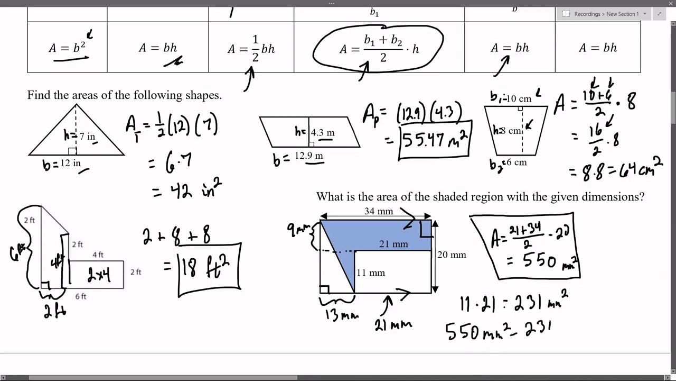So the total area of the shaded region is going to be 550 minus 231. And that gives 319. So that is the area of that blue shaded region there.